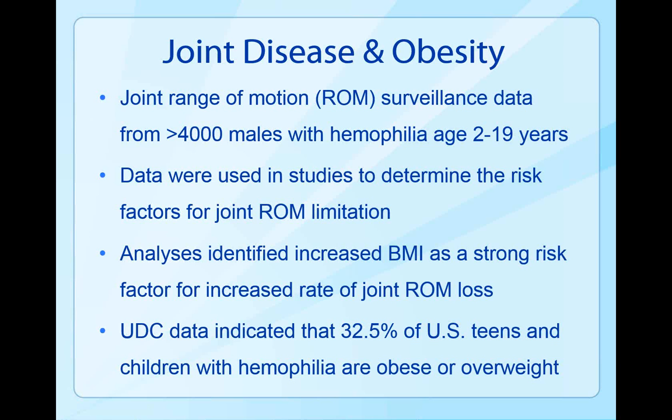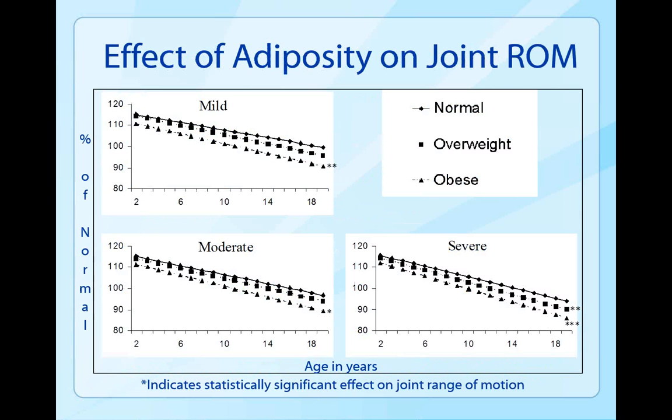Furthermore, the UDC data indicated that nearly a third of U.S. teens and children with hemophilia were either obese or overweight. As you all know, there's an epidemic of obesity and overweight in this population, and it did not skip over the hemophilia population. So I just wanted to show you a little bit of data from that study.